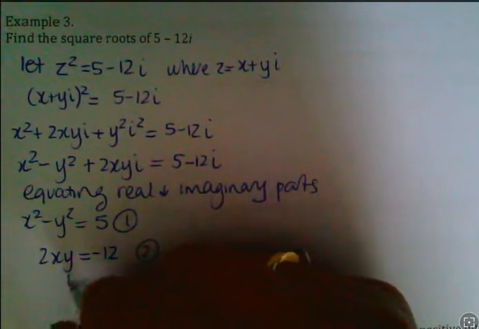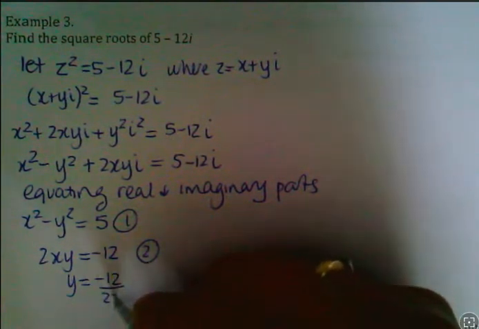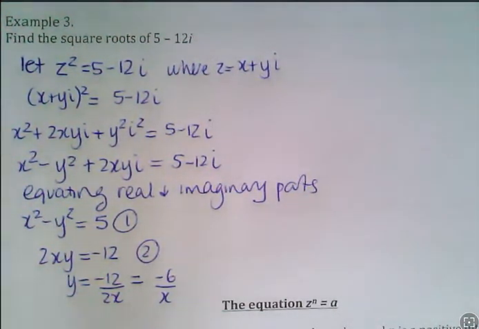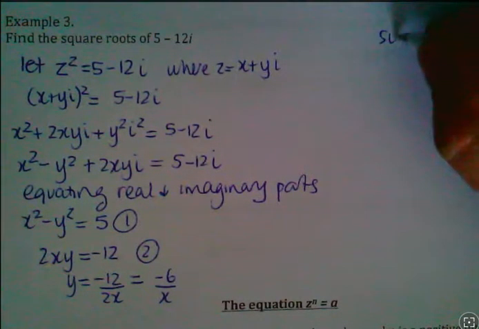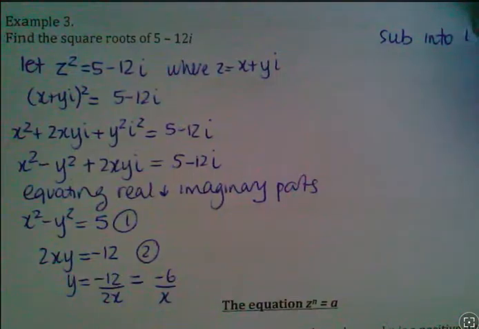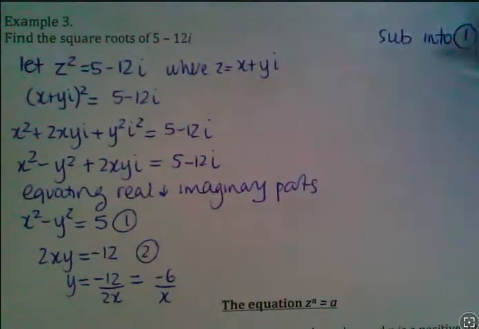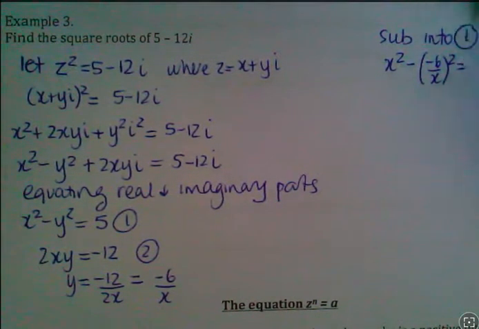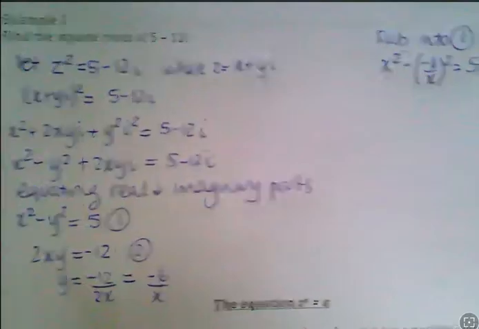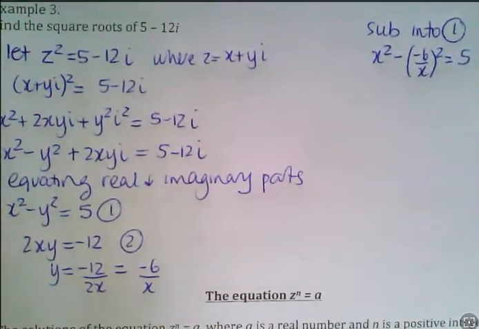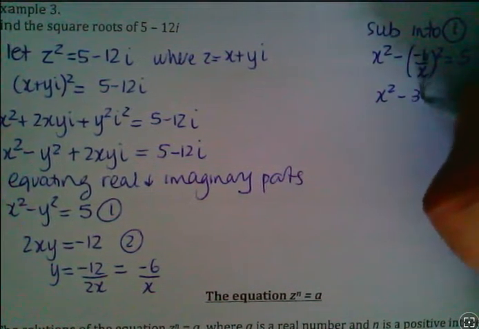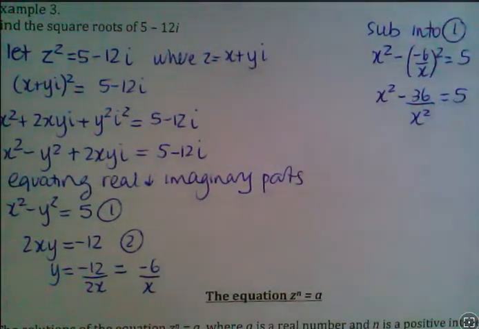Rearranging that second equation, I've got that y equals negative 12 over 2x, which is negative 6 on x. Now I can substitute y equals negative 6 on x into equation 1 here. So I've got x squared minus (negative 6 on x) all squared equals 5. And just going to multiply, so let's just do that. So x squared minus 36 on x squared equals 5.